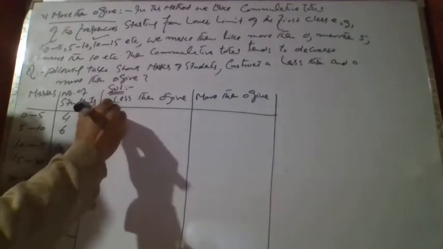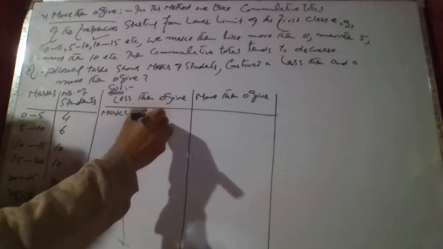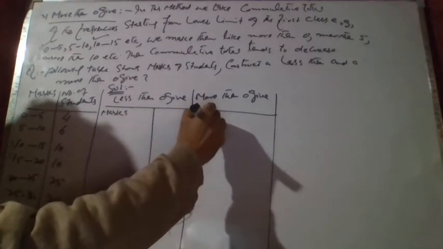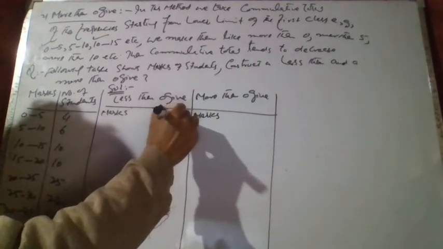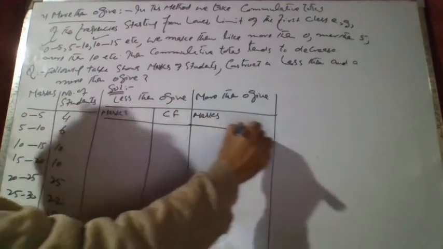We have here marks. किस तरह बनाएंगे और फिर cumulative frequency, यही क्वेश्चन है हमारे पास. मार्क्स है, यहां भी मार्क्स है और cumulative frequency. यहाँ मार्क्स एंड cumulative frequency.